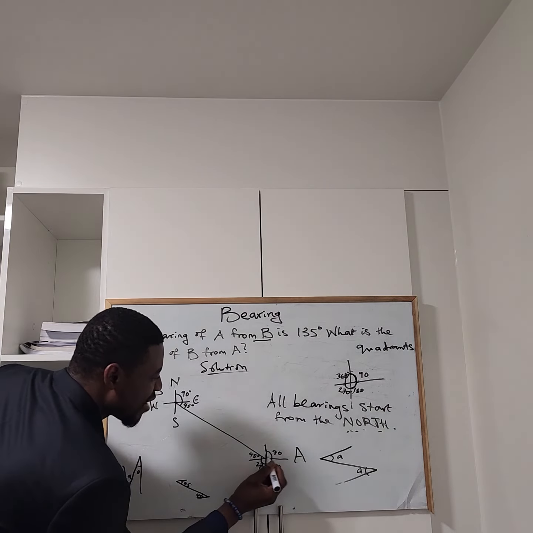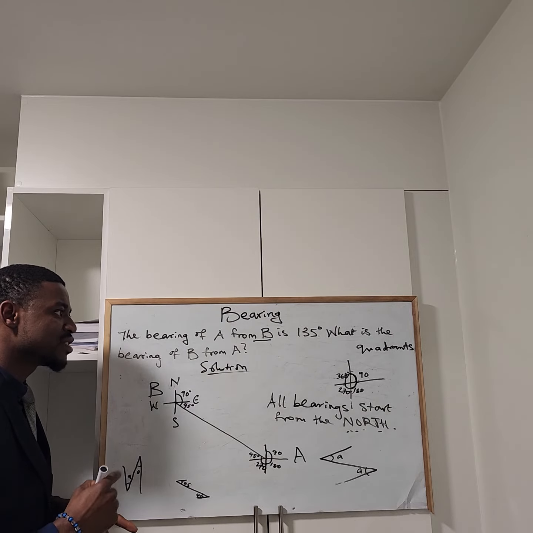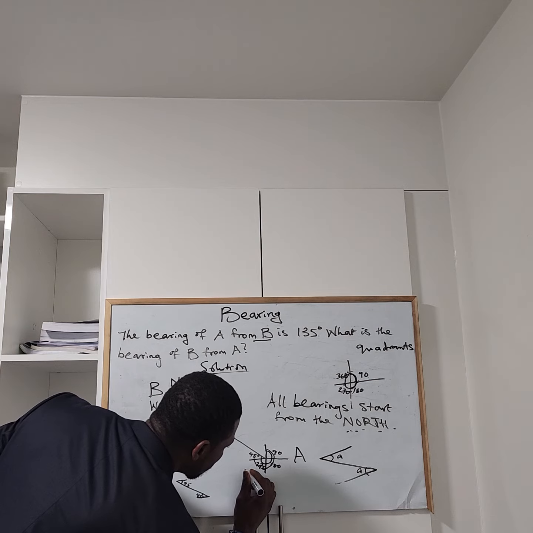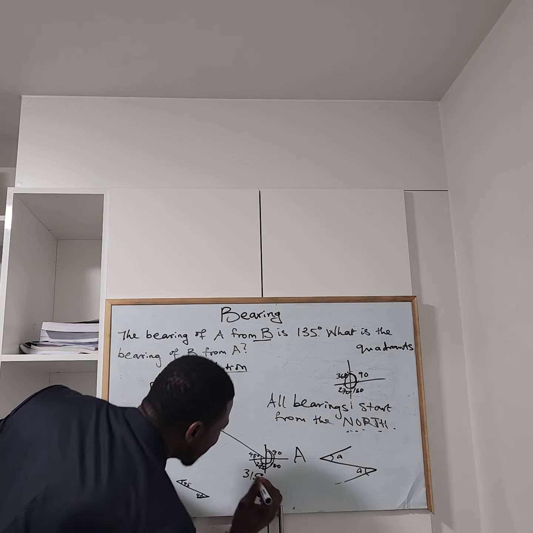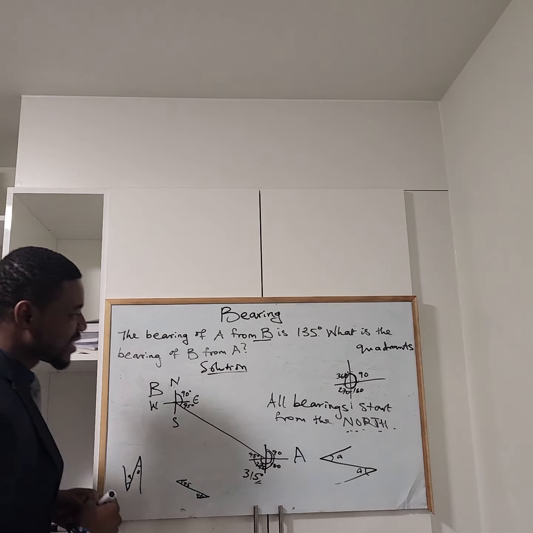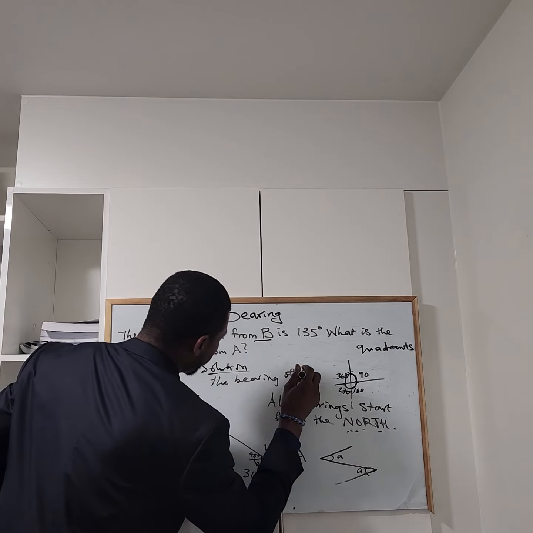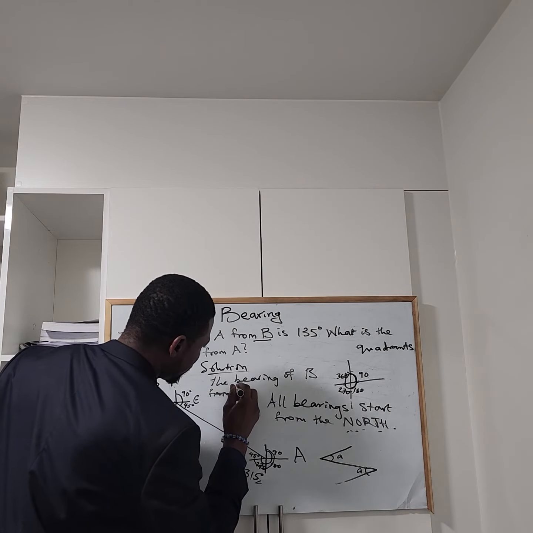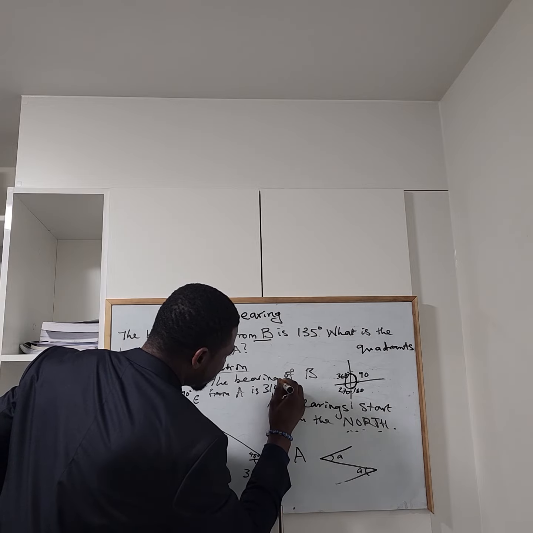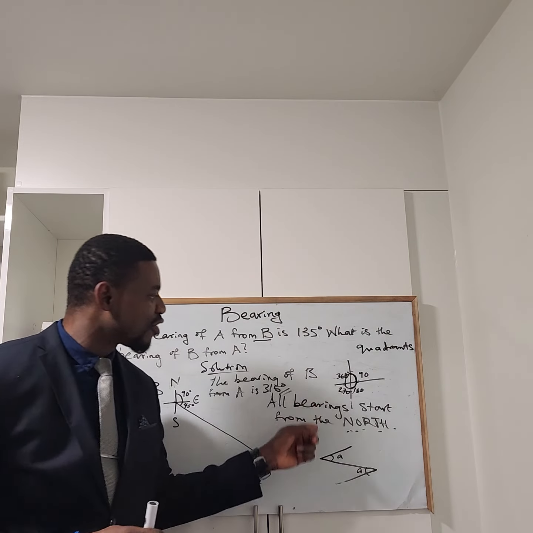Alright? Now sum up everything we have here. 270 plus 45. What will it give us? 30 plus 270, 315. So that will give us from here to here will be 315 degrees. Therefore, the bearing of B from A is 315 degrees. Alright? I don't think it's a difficult thing. So you just write it here. The bearing of B from A is 315 degrees. That's it. The keynote here is that all bearings start from the north.